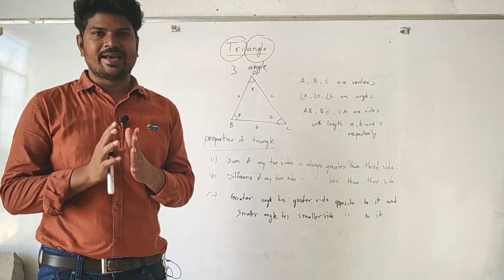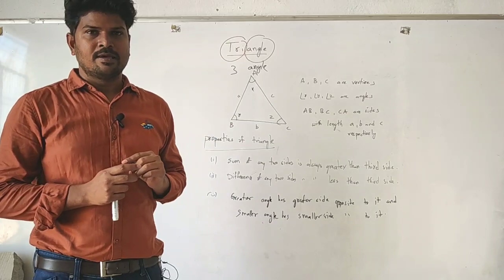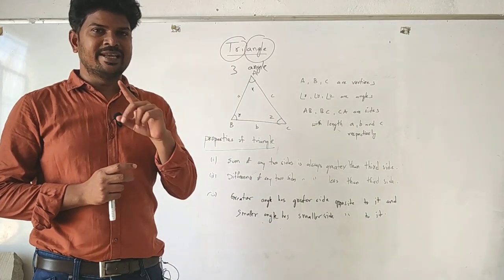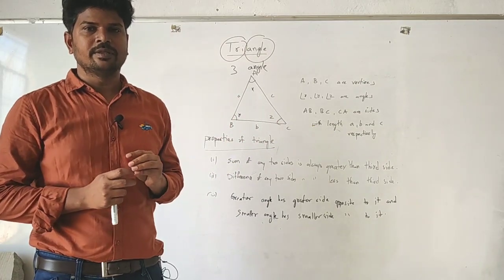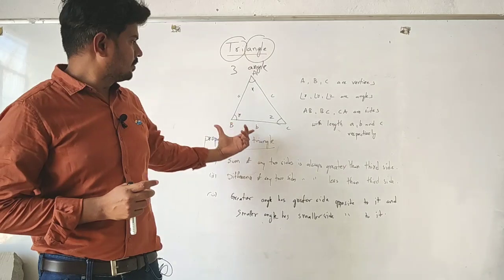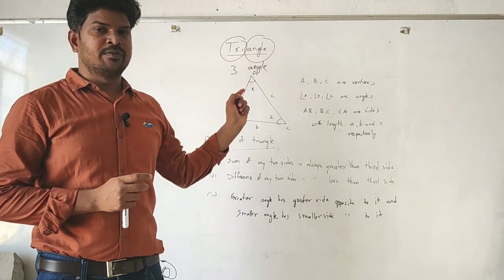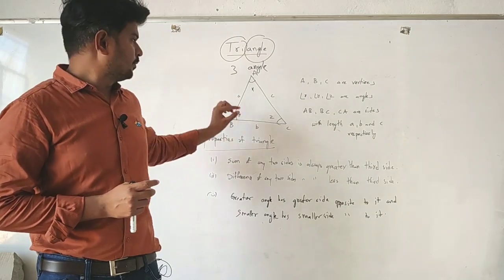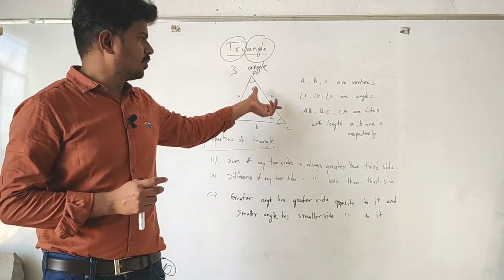It means that it has 3 vertices, say A, B, C. And it has 3 angles, say X, Y, Z. And it has 3 sides, say AB, BC, CA. If we want to tell the length of a side, we denote it with small a, which is the length of this side, small b, small c.